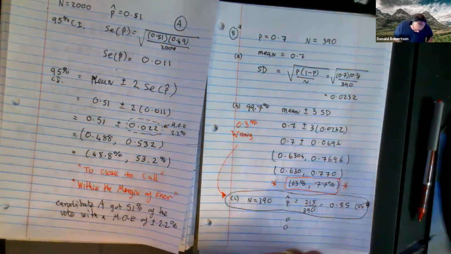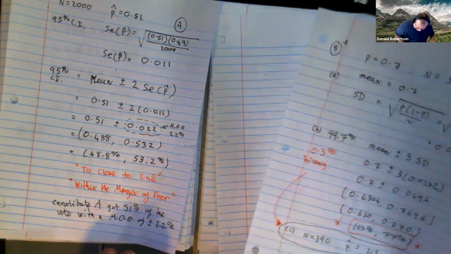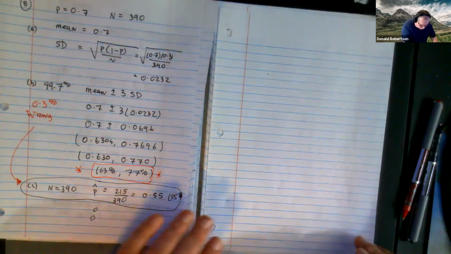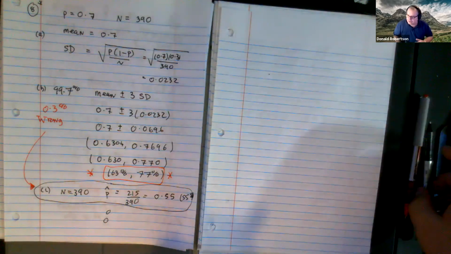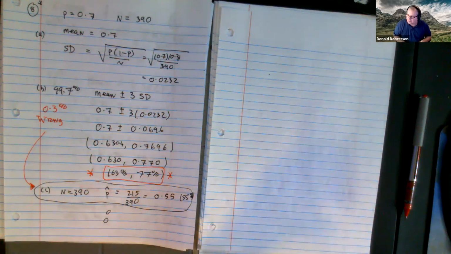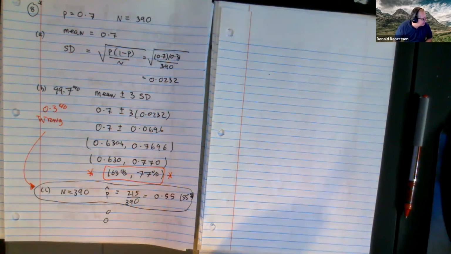So the moral of that story is you're never 100% sure in statistics. All you can do is qualify it with a number, and then reasonable people will make a decision based on that.